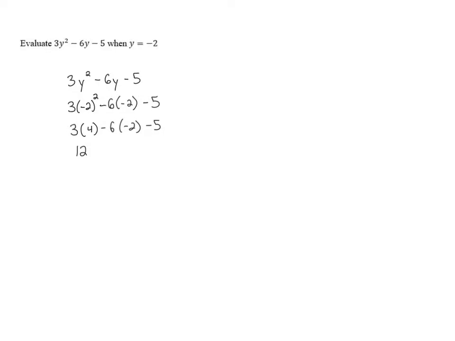So we can do this multiplication, 3 times 4 is 12, and then we can also do the other multiplication, negative 6 times negative 2 is positive 12, and then minus 5. And then afterwards, we go from left to right. 12 plus 12 is 24, and 24 minus 5 is 19. So in the end, we get 19. And so the value of this expression when y equals negative 2 is 19, and that is our final answer.